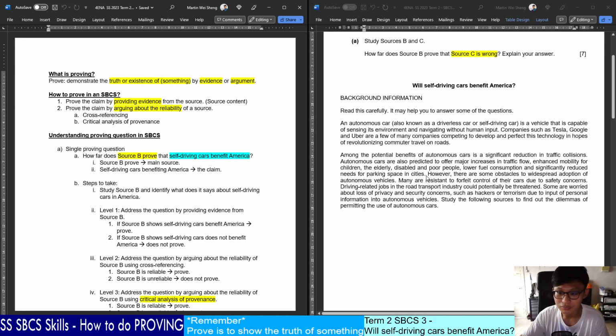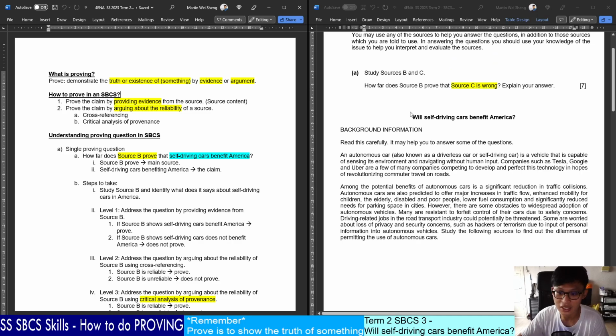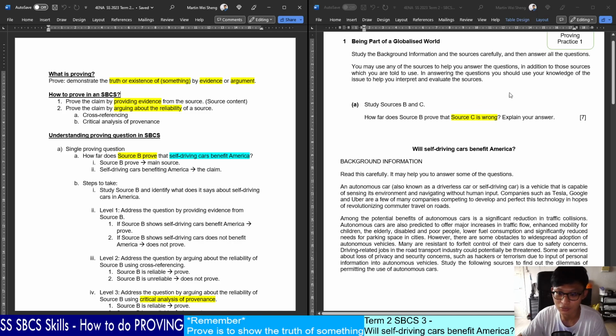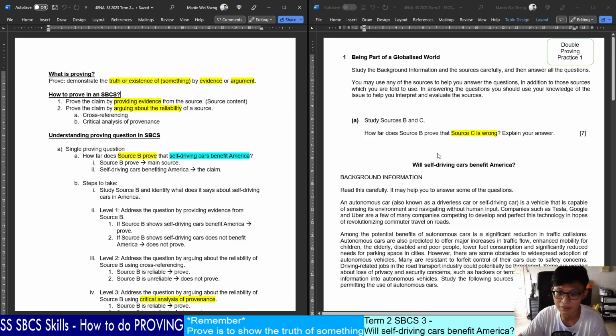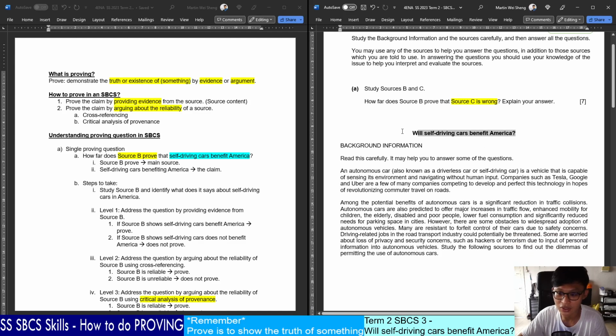When we look at our source-based case study, if you take a look at the right-hand side of your screen, you would see an example over here. In this case, the issue question is: will self-driving cars be beneficial for America? This is our issue question, and the sources over here talk about the impacts of self-driving cars on America. If we look at the different types of proving question, there are two types that can appear.